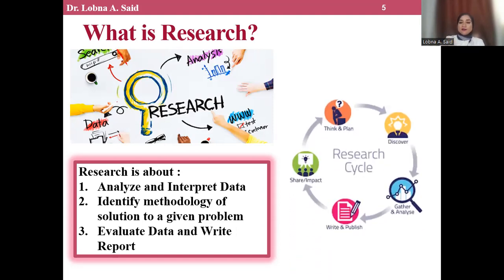The research cycle starts with think and plan, discover, gather, analysis, write, publish, and share and have impact. Because after you publish the paper, sharing it with society or the scientific community shows you the impact of your research, how the scientific community and researchers benefit from your results and your publication. So it starts with thinking about it.